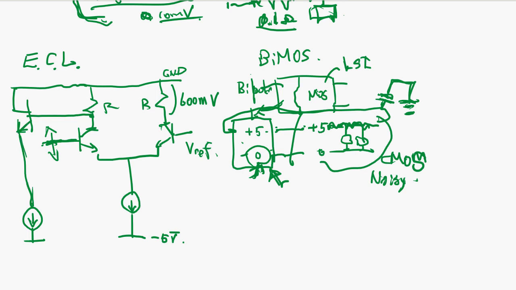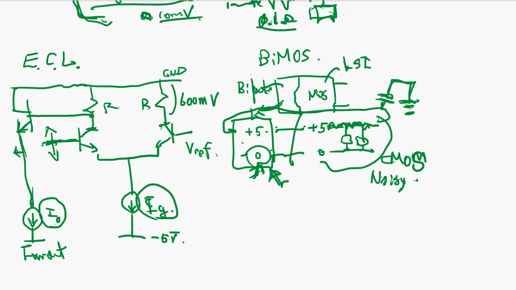Number two, the emitter output is a very low impedance. It can provide a lot of fan out. Fan out means it can drive many inputs, and that fan out can be adjusted by this current. This is the gate current, and this is the output current.